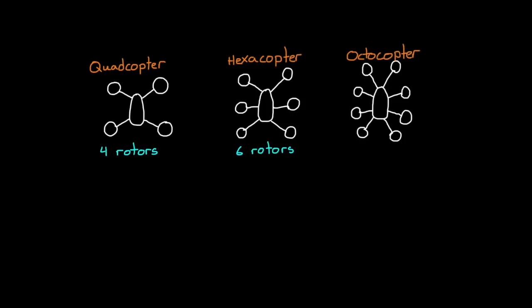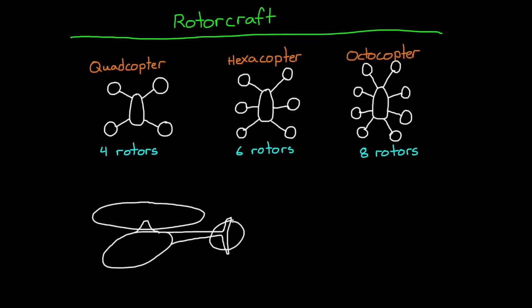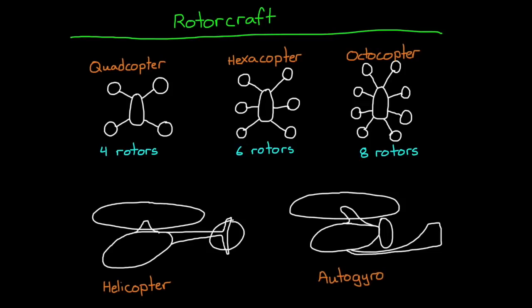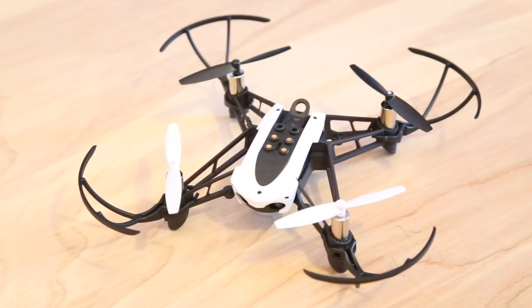But all of these drone-style flying machines are part of an entire family of rotating wing aircraft called rotorcraft. This includes the familiar helicopter and the less familiar autogyro, as well as any other flying machine that uses a rotating wing rather than a fixed wing to generate lift. Even though these are all rotary wing vehicles, they all have different dynamics, and therefore different control strategies. For this series, we're going to be designing a control system for a quadcopter, the Parrot Mini Drone.